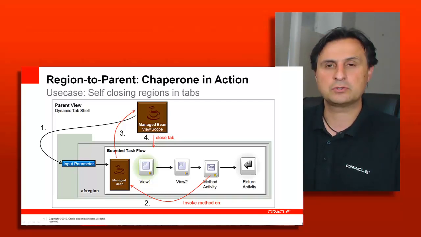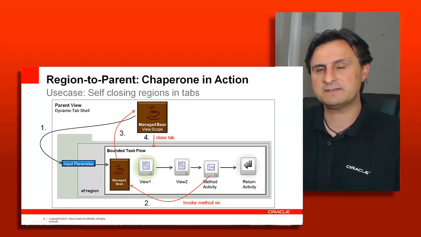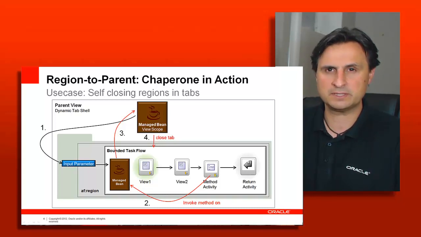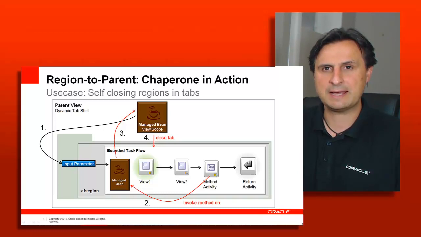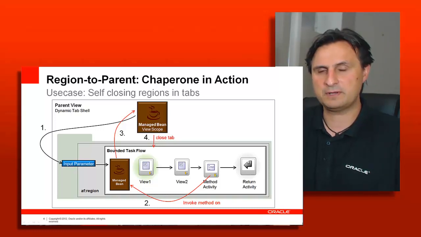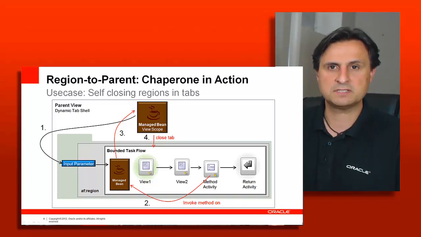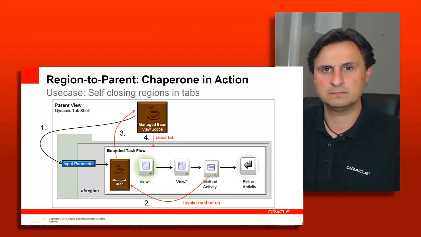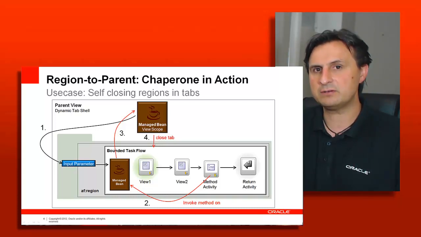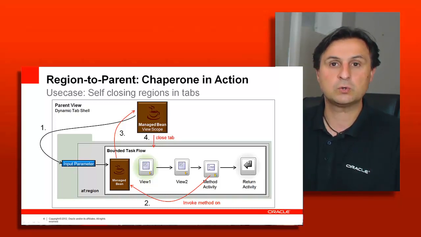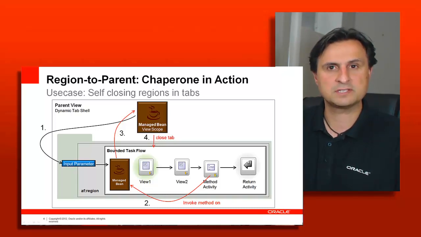And for this, we need to call out to the dynamic tab shell template. We do this in a method call activity. As you can see, one of the activities is a method call activity, and this method call activity references the managed bean that gets injected as an input parameter to the region. Then it calls the method to close the current tab. And because we cannot stop navigation on an activity that is not a view, we continue to the return activity, and the return activity is the end of the task flow. So we can implement a return value. We can implement a function call from within the region, as you can see by this example.